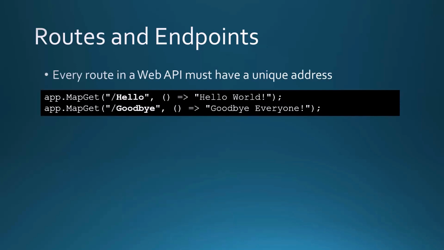As I mentioned, every route in a web API must have a unique address. And we do that by doing app.MapGet, and then we give it the route. So hello is one route, goodbye is another route.